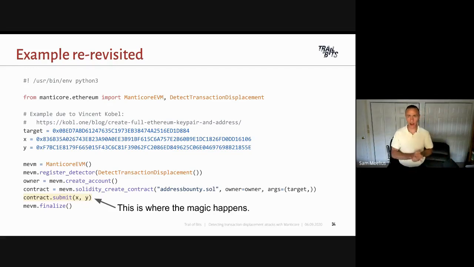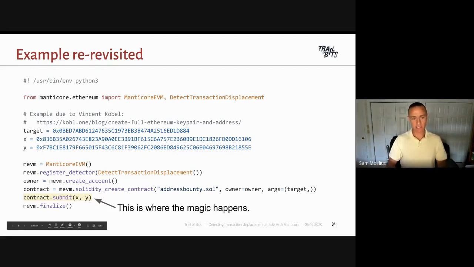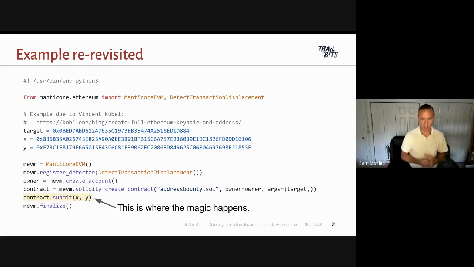All right, so all the magic happens in this line right here. The reason why is because in Manticore, the way detectors work is they register themselves to be executed at different points in Manticore's execution. So for example, this detector registers itself to run before and after every transaction. And so it runs after this transaction, observes that it was successful, then rolls Manticore back to that earlier state and proceeds to perform the symbolic exploration like I described in the previous slides.